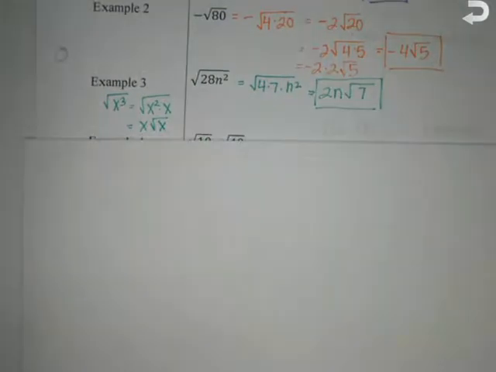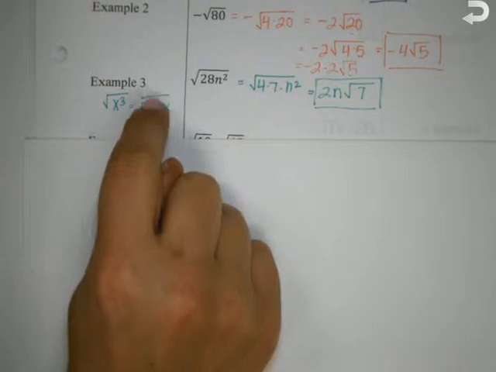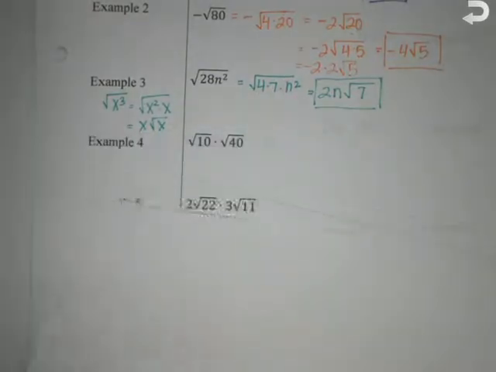So was x to the fourth a perfect square? It is. What's the square root of x to the fourth? x squared. Yep. Okay. So break it down into even numbers is what you want to do. Okay, example 4. Now we're actually multiplying these things.